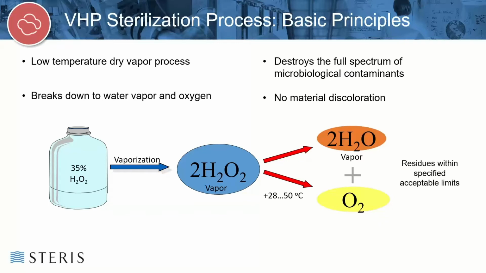And as this diagram here then basically shows, we start off the process with a 35% liquid hydrogen peroxide solution, and this is then vaporized, and that vapor is pumped into the sterilization chamber along with the product. At the end of the cycle then, the vapor is removed again from the chamber and passed over a catalytic converter, which breaks it down into water vapor and oxygen, so that we have no issues again with fugitive emissions or anything like that. And at the end of the cycle, we make sure that any residues inside the chamber are kept within specified acceptable limits.